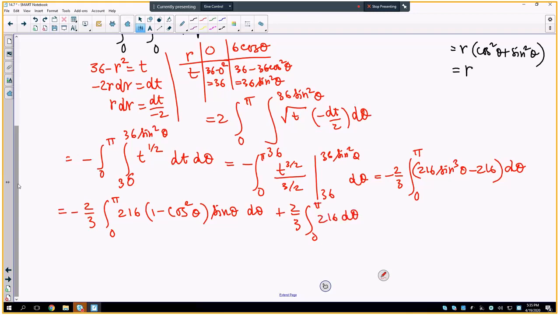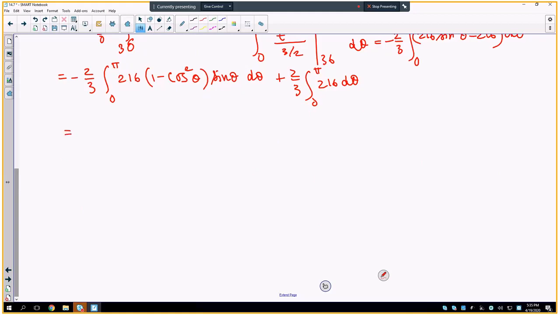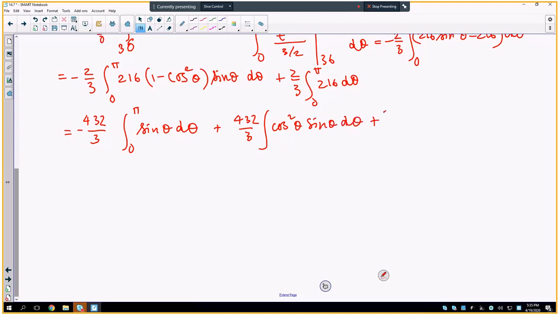All right. So we're going to simplify. Take this 216 out. 2 times 216 is 432 over 3. So negative 0 to pi, and I get sine theta d theta, and negative is positive, 432 over 3, antiderivative of cosine square theta sine theta d theta, and finally plus 2/3 times 216 times theta between 0 and pi. So 432 over 3, if you divide it by 3, you get negative 144. Antiderivative of sine theta is minus cosine theta between 0 and pi.